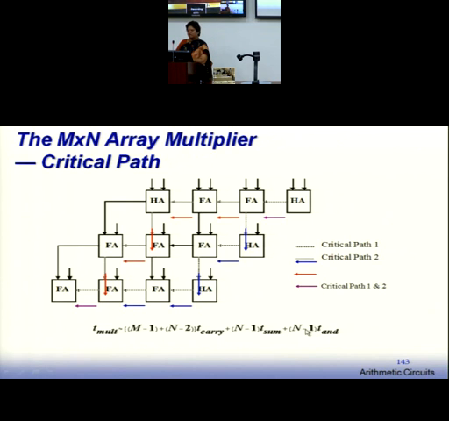Once you have got all the ANDing bits, now you need to add them together. PP rows addition. So now it starts coming: n minus 1 T sum. And then there is carry propagation happening, so T carry.